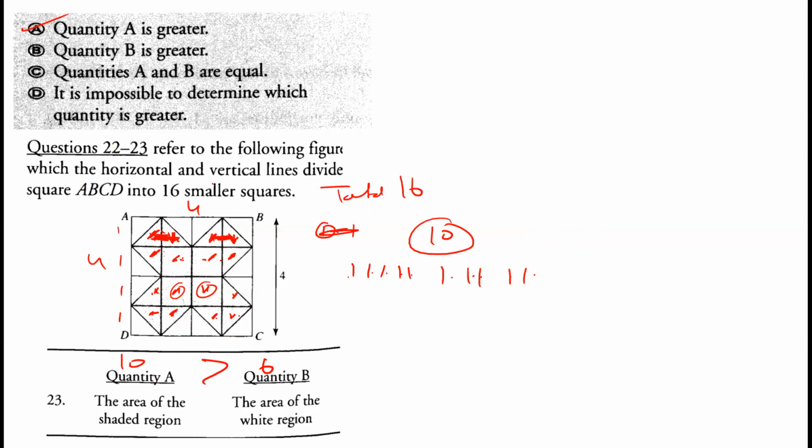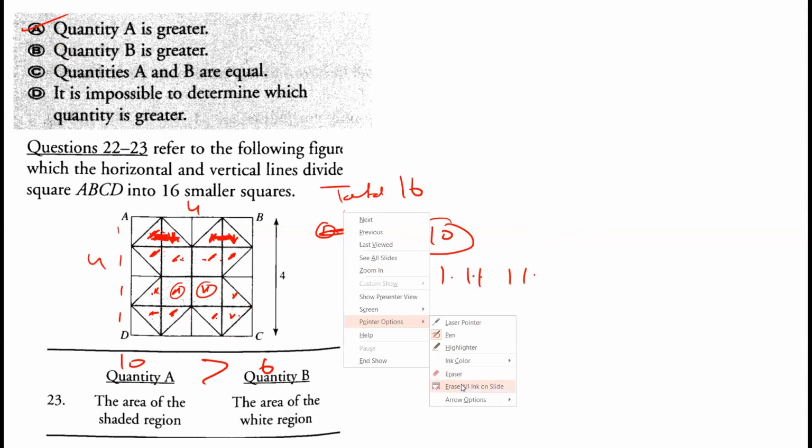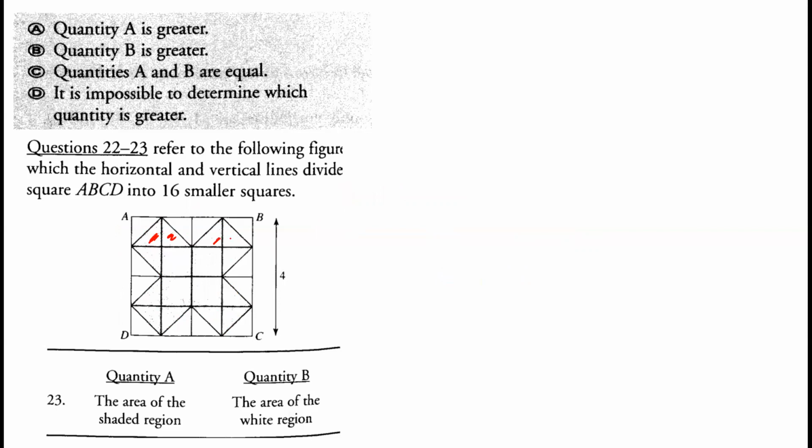Again, just in your exam, you just look, these are your shaded regions. So 1 square, 2 square, 3 square, 4, 5, 6, 7, 8, 9 and 10. 16 minus 10 is 6. 6 is your white region. So 16 is greater than 10, so option A is correct.